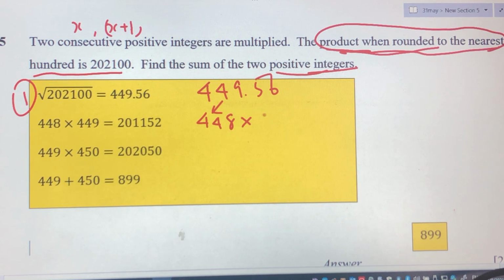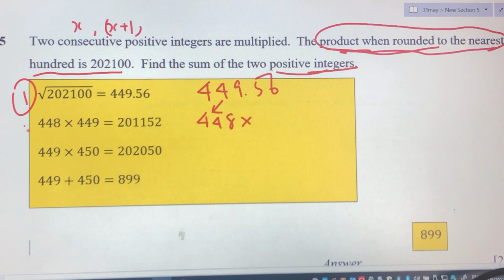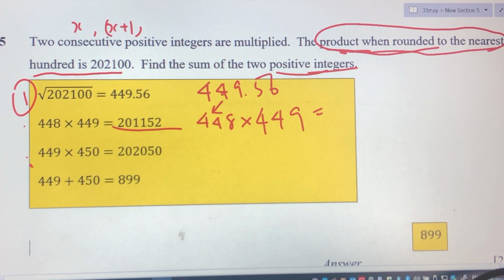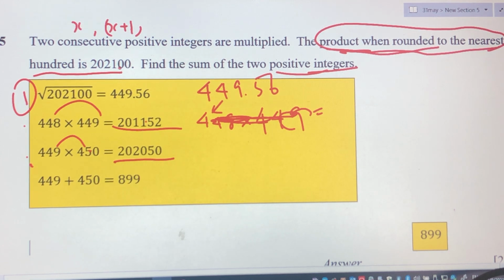You know what I mean? Yeah, so this is something like trial and error. Actually, I don't really like this question, but never mind. 449, right? You go and multiply, you get this. And then you go and take 449 times 450. That means the next consecutive number, then you get this. Okay, then you will find that when you round off, does this give you this or does this give you this? So of course this is the one that gives you this.